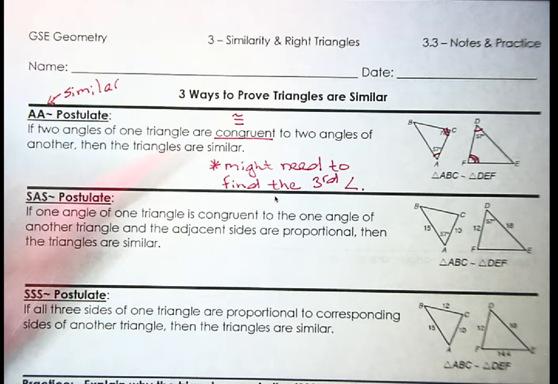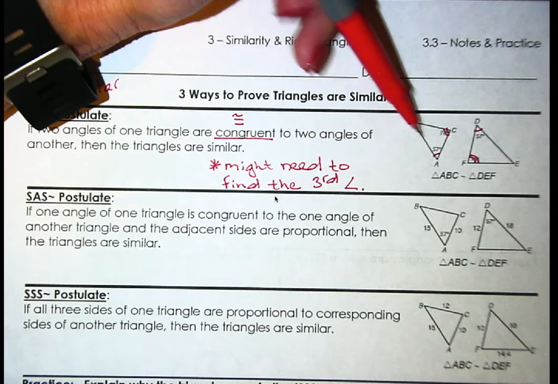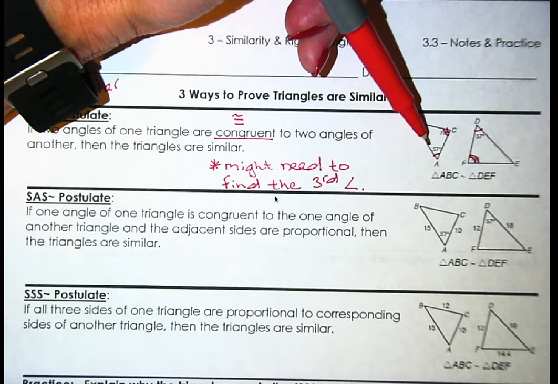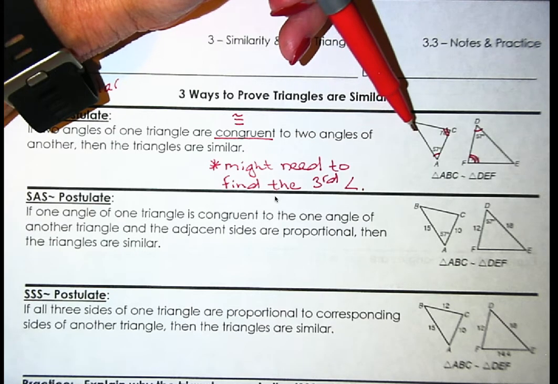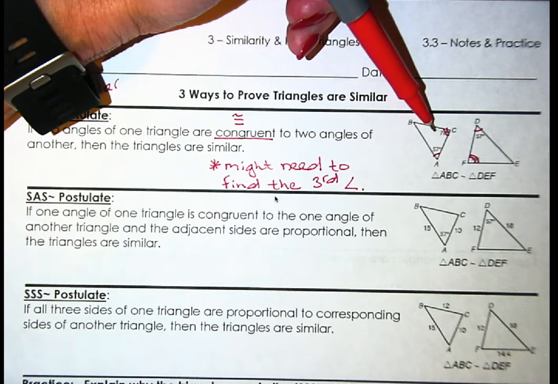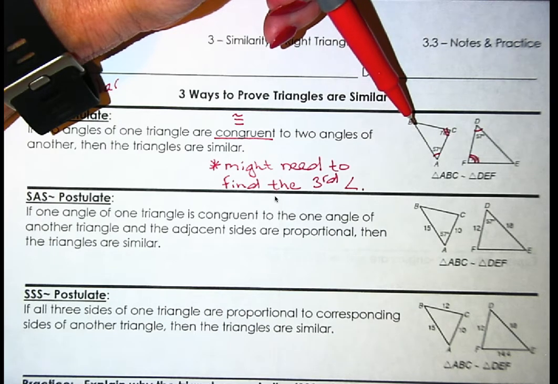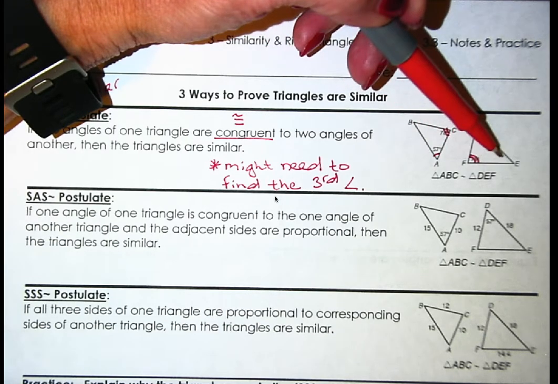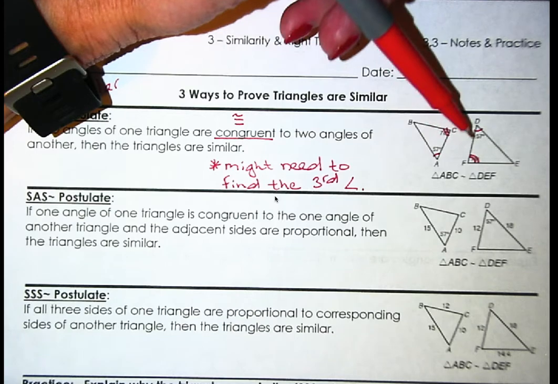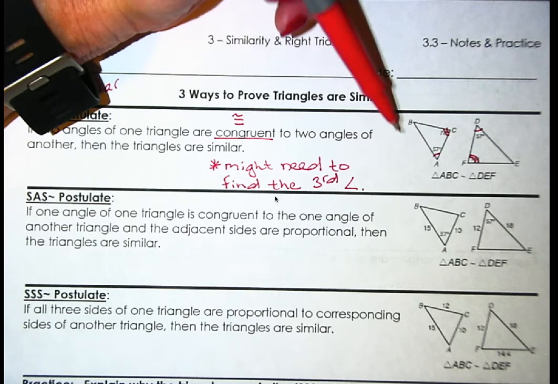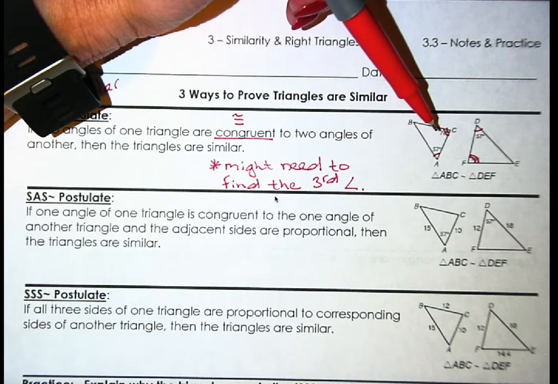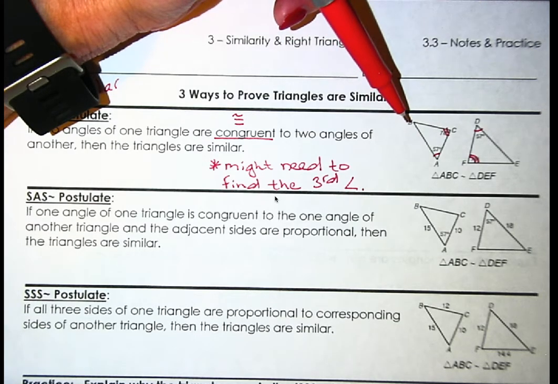Okay, and we remember how to do that. The sum of the interior angles of any triangle always add up to 180. So if I needed to find B, I would just take 180 and subtract the 57 and the 78 from it, and that would give me B. It would also give me E because I would be subtracting the same 2 numbers. So that's why you really don't have to find the third angle. If you find 2, then the third one is automatically congruent.